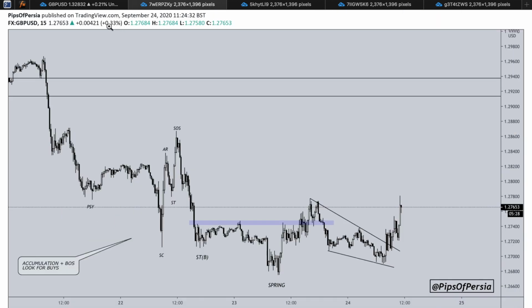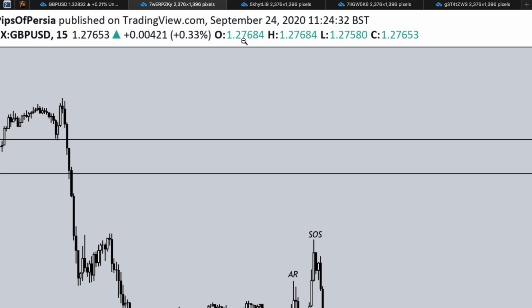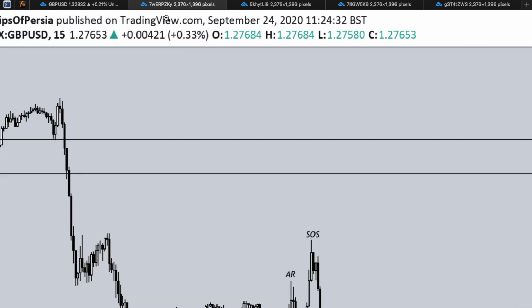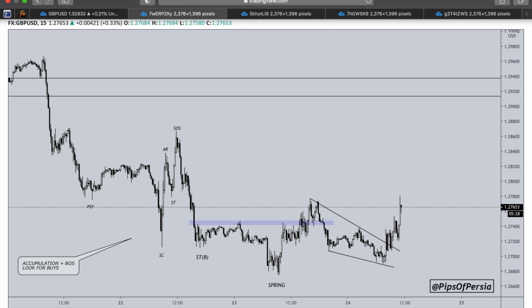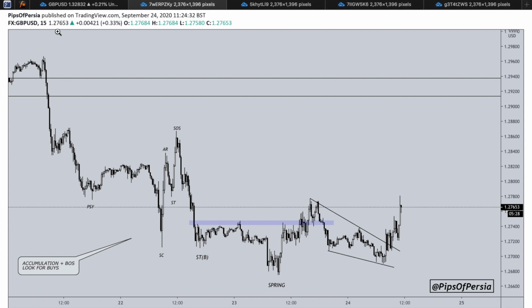So let's look at the very first picture. This was near enough 2 months ago, September 24th, 2020. Today is Saturday, 21st of November. So just under 2 months ago on GBPUSD on the 15-minute time frame, we looked at this accumulation picture and the minor breaks of structure that were taking place straight after the final spring.